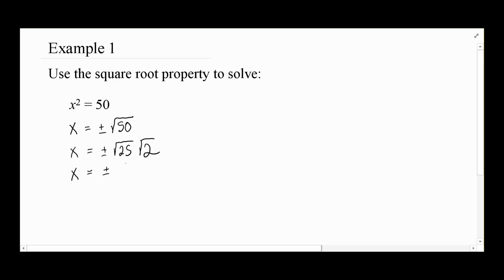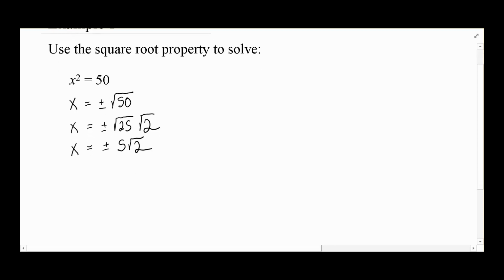And so the square root of 25 is 5. And so our answer is positive or negative 5 root 2. Now when you're entering this into our homework system, you do want to enter this as two separate answers. So we do have positive 5 root 2 as well as negative 5 root 2. And we just put a comma in between them.